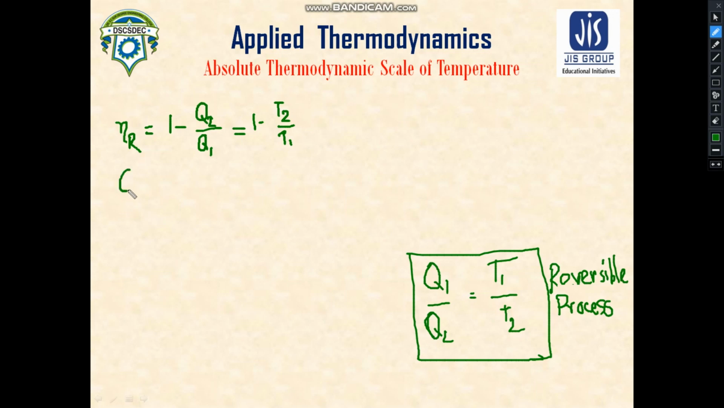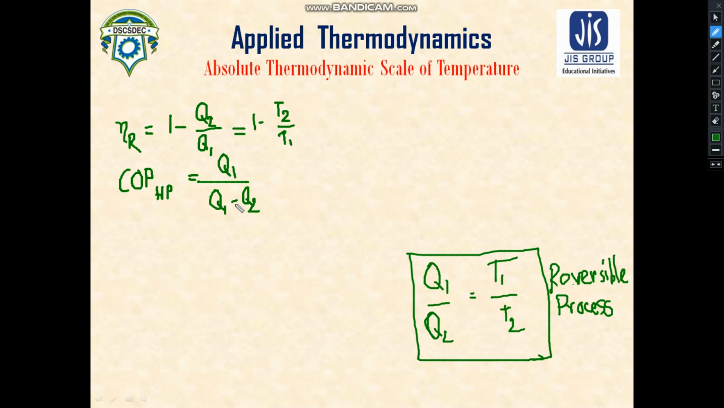Now let us consider the COP of a heat pump. The general formula to express the COP is Q1 divided by Q1 minus Q2.